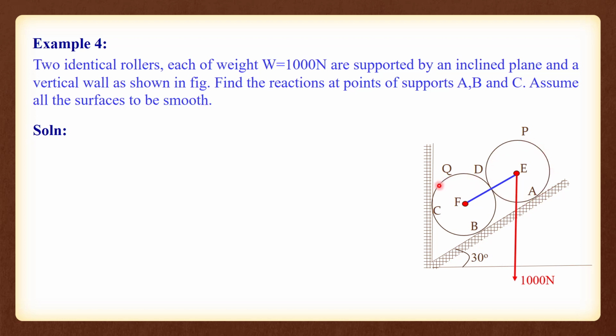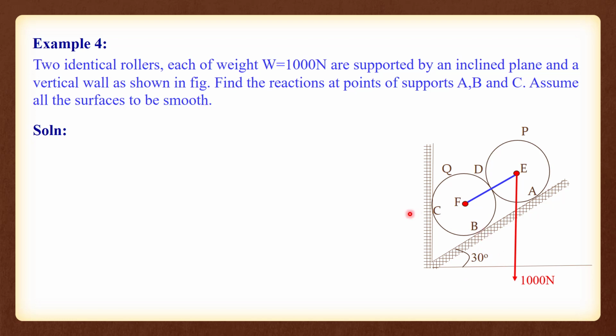Now when you consider the roller Q, how many contact points are there? B is there, C is there and D is also there. So there will be three contact points and the active force will be the weight of that roller, which will be acting in the downward direction, which is equal to 1000 Newton, and there will be three reactions.